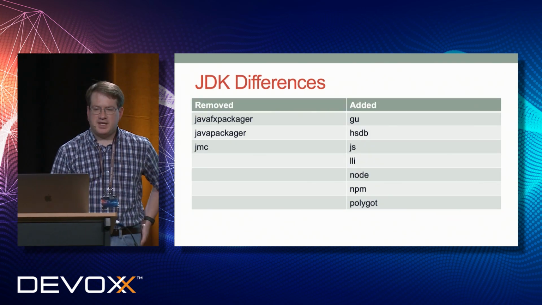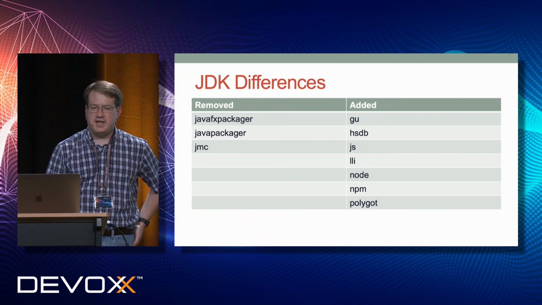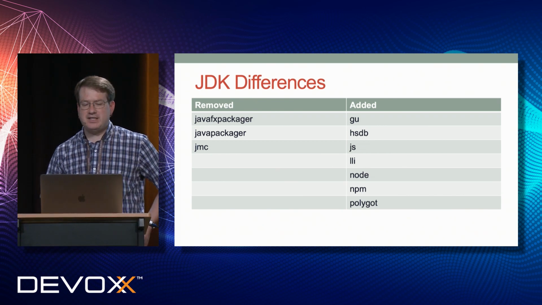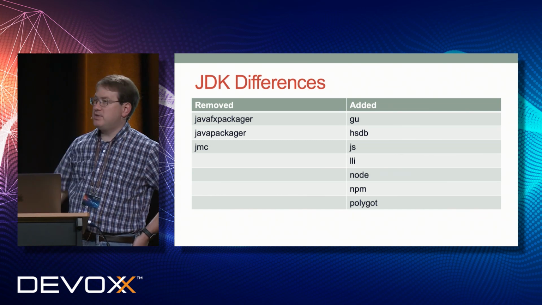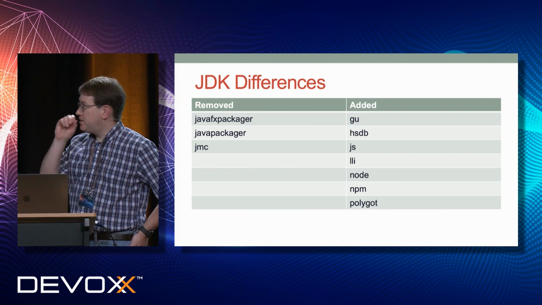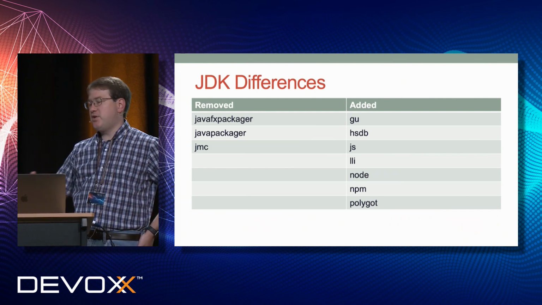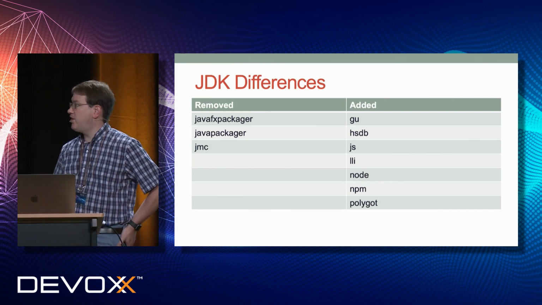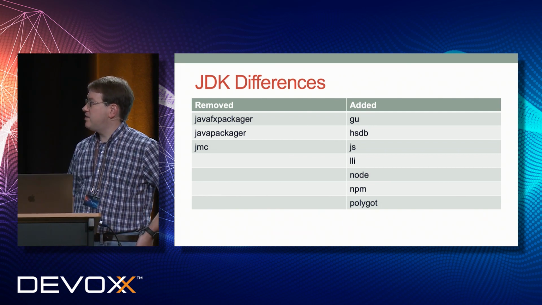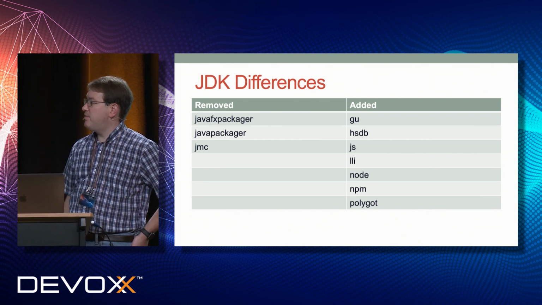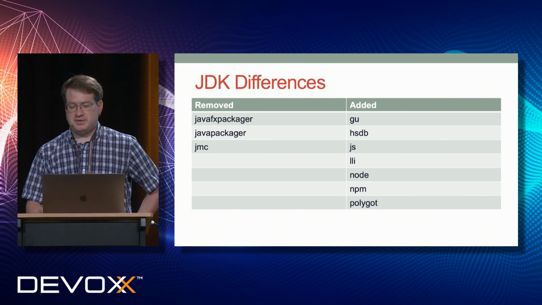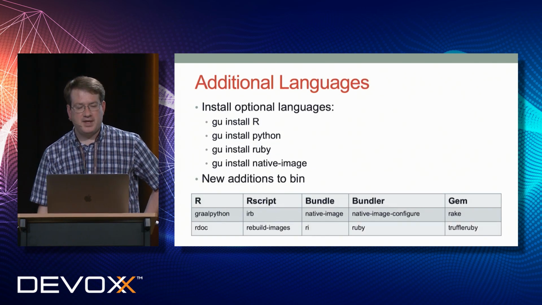So the differences between the JDK and what comes with GraalVM: the JavaFX packager and also JMC are removed, and these following command line utilities now appear in the bin folder of the JDK. So you've got gu, which is for updating or installing packages, such as R, which is a separate download, js for running JS stuff, your node, npm, and also your polyglot commands. So all of these come with it. These are additional commands that come with it.